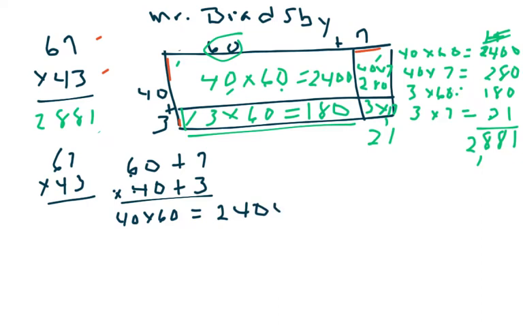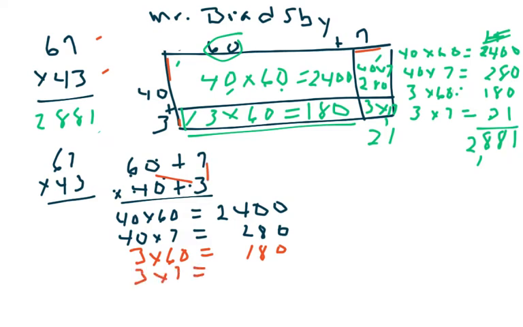That's 24 hundreds. Then 40 times 7, tens, 28, 280. Okay, now the 3. 3 times 60 is 180, and then the 3 times 7. So there's your 4 rectangles, but we just expanded the numbers, and we're going to get the same thing, I betcha. So here we go.